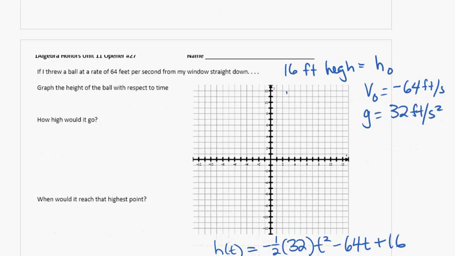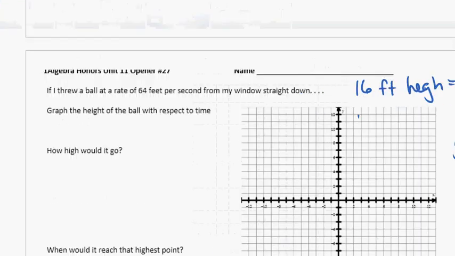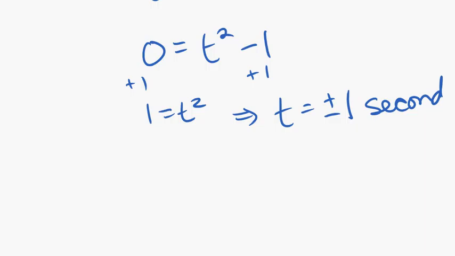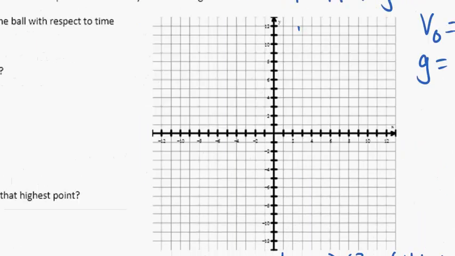So let's graph that. And the first thing I notice on this graph is I just don't have enough space. So I'm going to change the axes. And you should always do that if you need to fit your graph. So let's fit my graph. Let's see, there we go. So I need a positive 80.